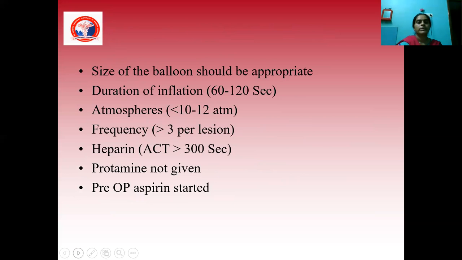The size of the balloon should be appropriate. Duration of the inflation should be 60 to 120 seconds, and the pressure should be 10 to 12 atmospheres. Frequency should be more than 3 per lesion. Heparin should be given, with an activated clotting time of more than 300 seconds. Protamine is not given. Pre-op aspirin is started.